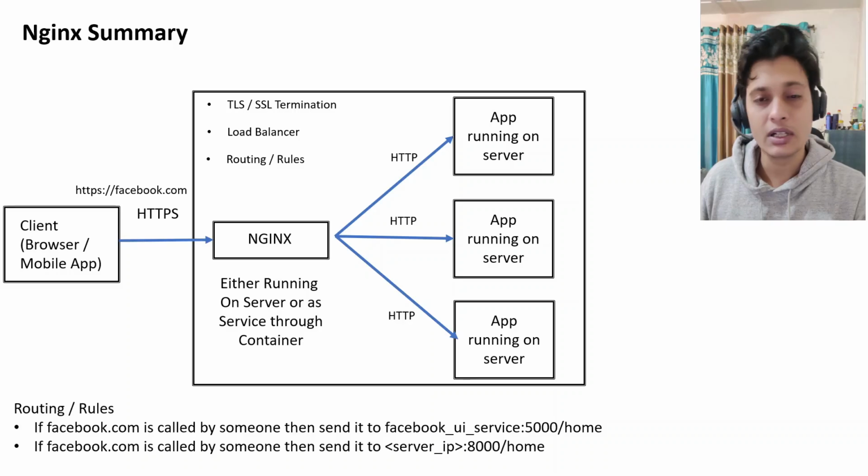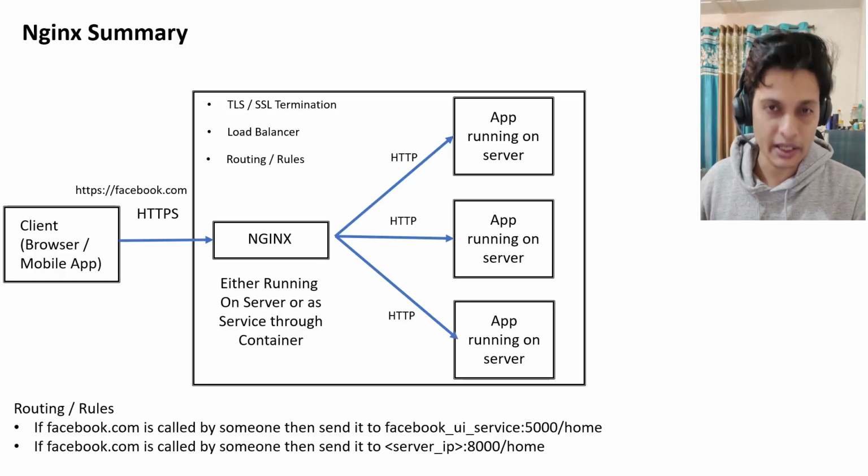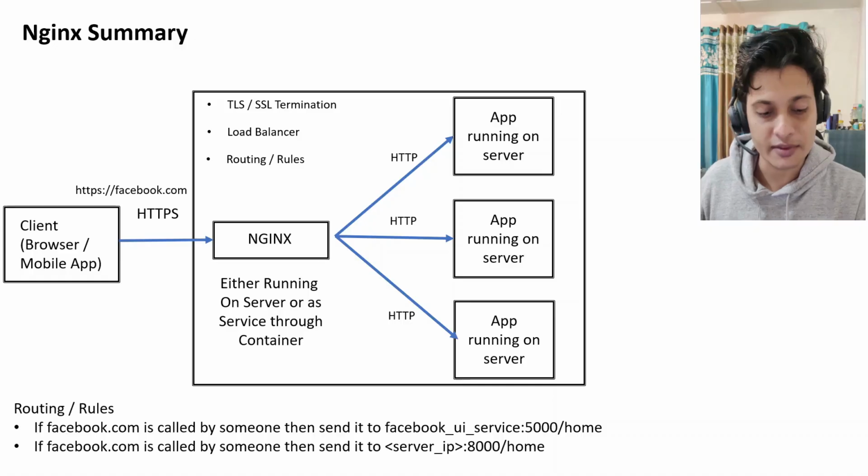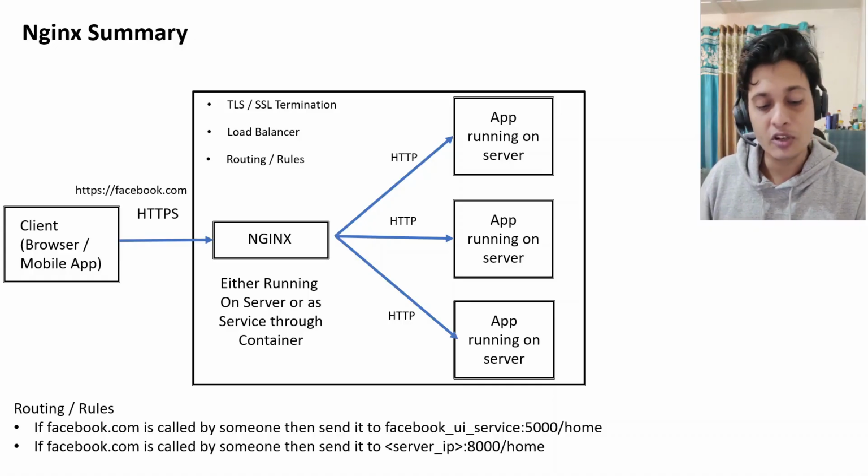But in the real world, on the internet, you don't provide any service name or any kind of port. So it maps that whatever traffic is coming with the name of facebook.com will go into that service and I will take care of it. Okay, so it is the Nginx. Again, if facebook.com is called by someone, then send it to server IP this and this.